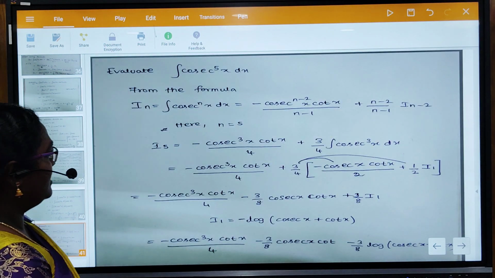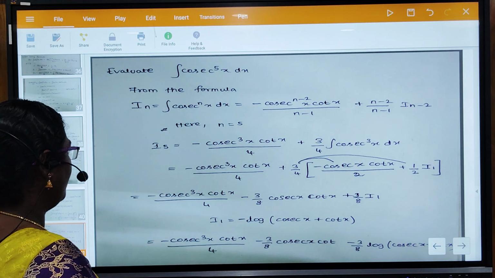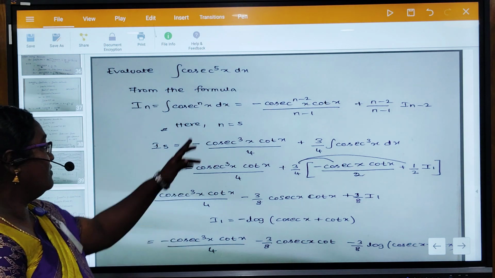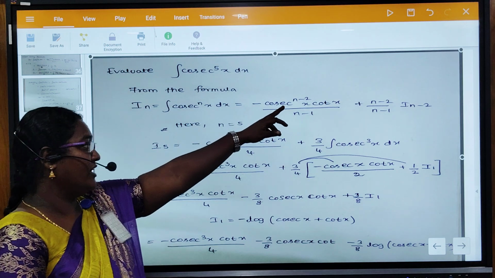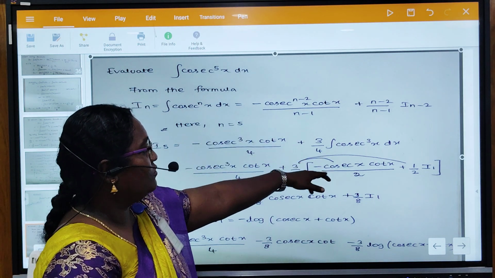One more problem, based on cosecant power 5 x dx. Either we can use the formula or we can go with the other method, but now I am using the formula, which we have derived above. So here n is equal to 5, and I am substituting n is equal to 5 here. It becomes cosecant cube x cot x by 4, minus 3 by 4 into the integral of cosecant cube x.